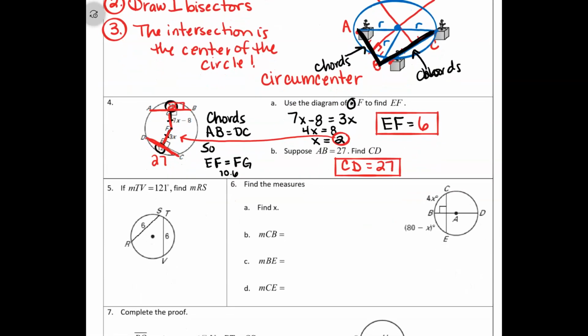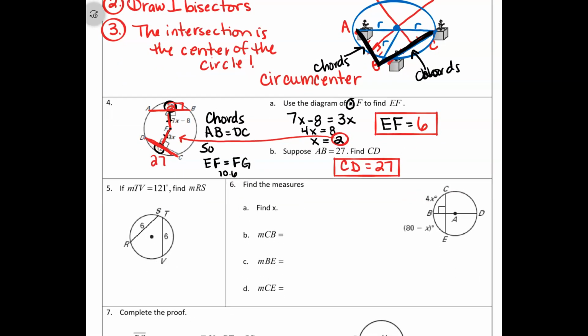Question 5 says the measure of the arc TV is 121 degrees. So this is the arc. It's asking us to find the measure of RS. So now, if you'll recall theorem 10.3, 10.3 stated if you have chords in the same circle that are congruent, then the minor arcs are also congruent. So simply RS, that arc, is also going to be 121 degrees.